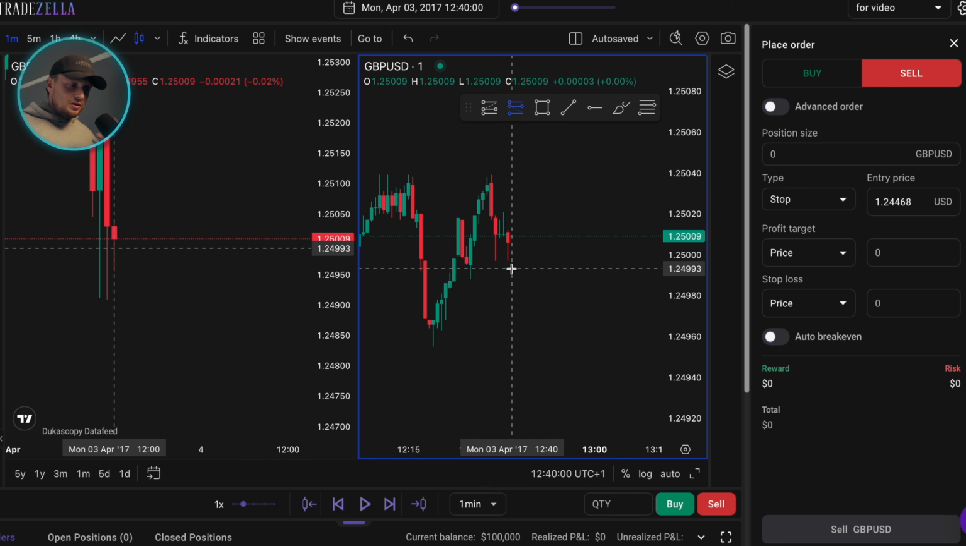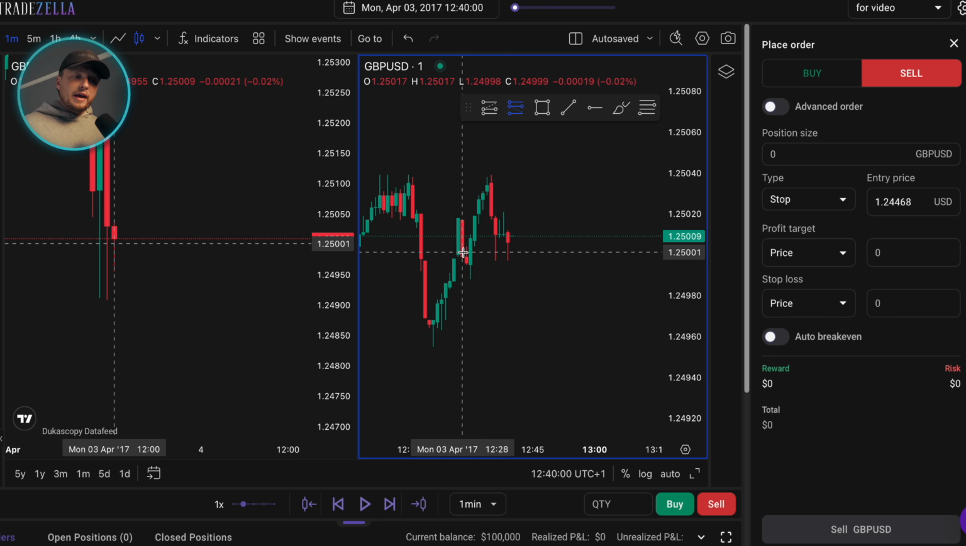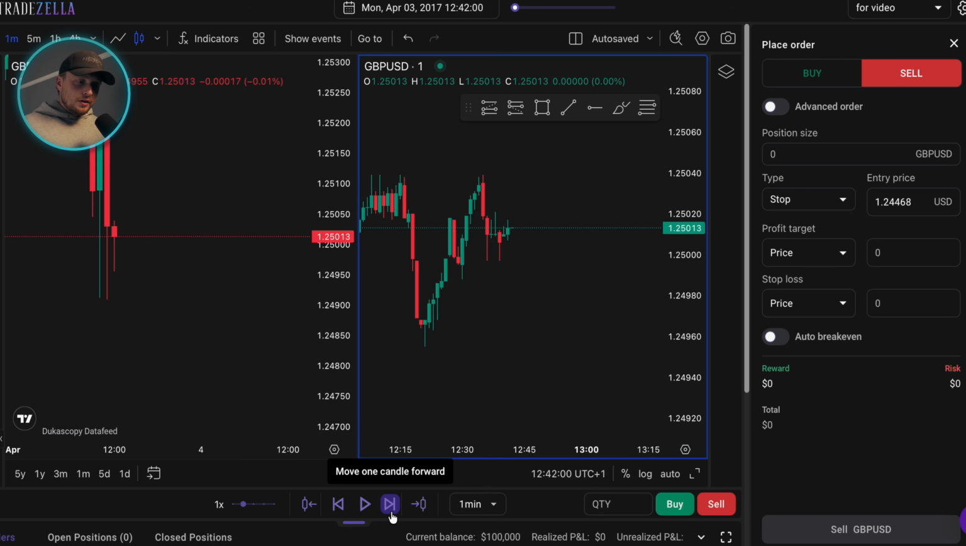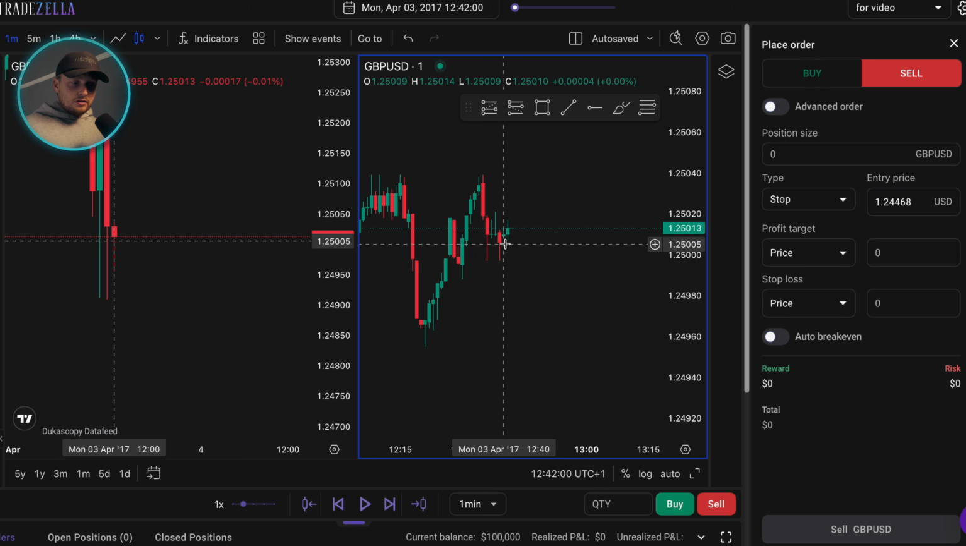We have to look for sells because of how the previous hourly candle is closed. Price looks like it's depleting its bullish pressure because we haven't broken that previous high. So if we play this forward a couple more candles, we can see that price really is struggling to continue upwards.